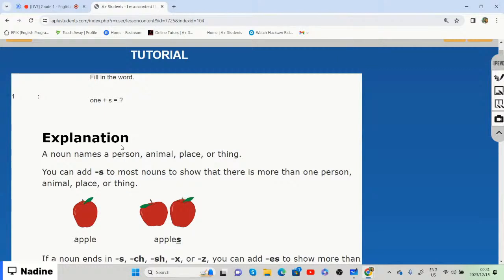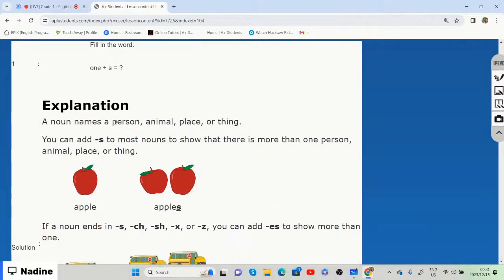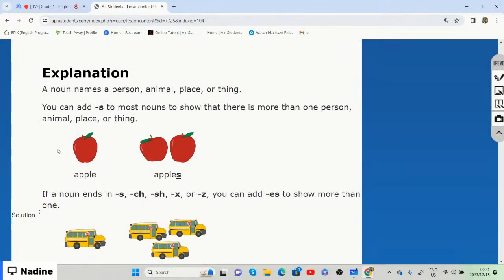So we're going to add S or ES to our specific words or specific nouns to show that there is more than one, which is going to show the plural noun, right? Because that is basically our chapter, which is plural nouns. So a noun names a person, an animal, a place, or thing, right? So we can either add an S or an ES to most of the nouns to show that there is more than one person, animal, place, or thing, right?